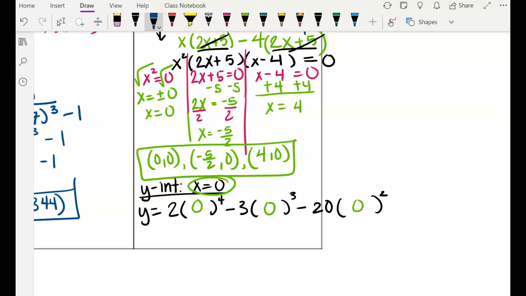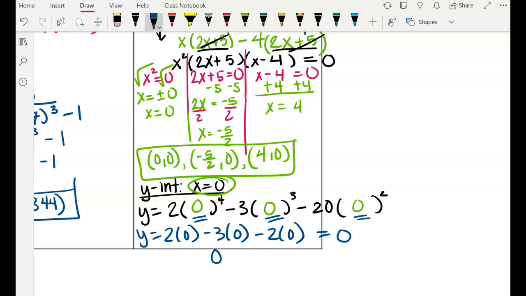Well, think about this, guys. 0 to the 4th is 0. 0 to the 3rd is 0. 0 squared is 0. Well, these are currently 2 times 0 minus 3 times 0 minus 20 times 0. That means it is 0. So your y-intercept, guys, let's write it as an ordered pair. 0, 0, and box it up. Whoa, whoa, whoa. We are done.